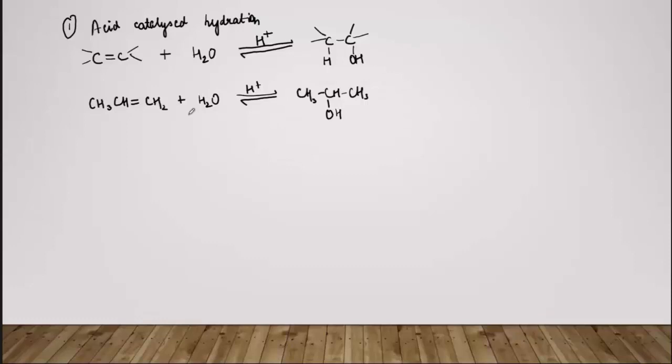ठीक है, I had already discussed Markovnikov's rule during the haloalkanes and haloarenes chapter, but I'll revise it again. So what does Markovnikov's rule say? It says that when a protic acid is added to an asymmetrical alkene, जैसा यहाँ पे है, the acidic hydrogen attaches itself to the carbon which has the greater number of hydrogen atoms, whereas the other group adds to the carbon with fewer hydrogen atoms.